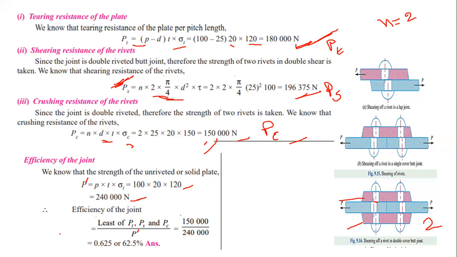So from efficiency formula, efficiency equal to least value of PT, PS, PC divided by strength of a unriveted plate. Here the least value is 150,000. So PC is the least value. So 150,000 PC value divided by P dash equal 240,000. So the joint efficiency is 62.5%. Okay, this is the answer for this problem.